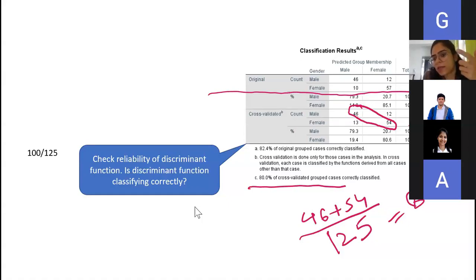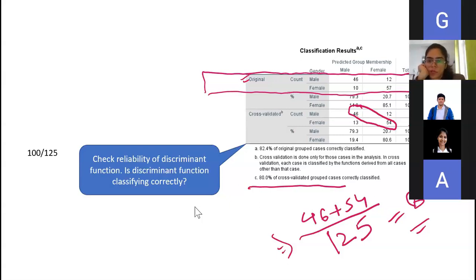So the diagonal elements, you just add these and you divide by the total number of respondents. This gives you the hit ratio. Okay, for this original data, can you tell me what is the hit ratio for this? For this table, yeah. What is the hit ratio?